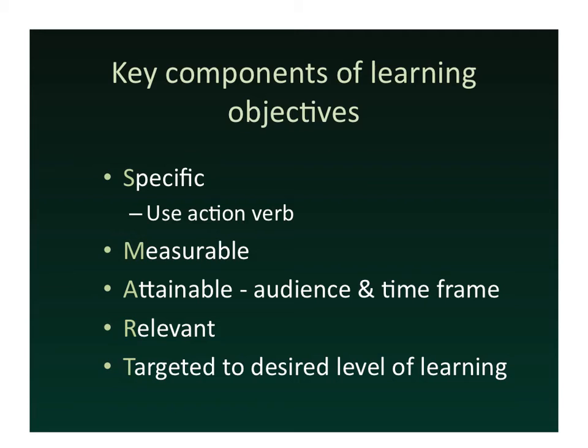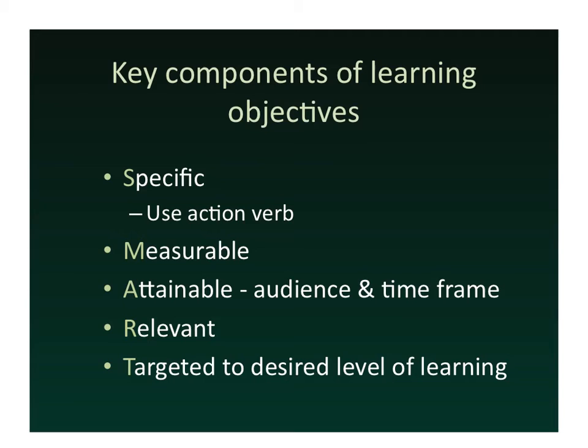There are 5 key components of learning objectives. The first is they should be specific. Use an action verb from Bloom's taxonomy so it's very clear what the expectation of the learner is. Each learning objective should be measurable, so make sure that there is a way to assess success in achieving your written objective.